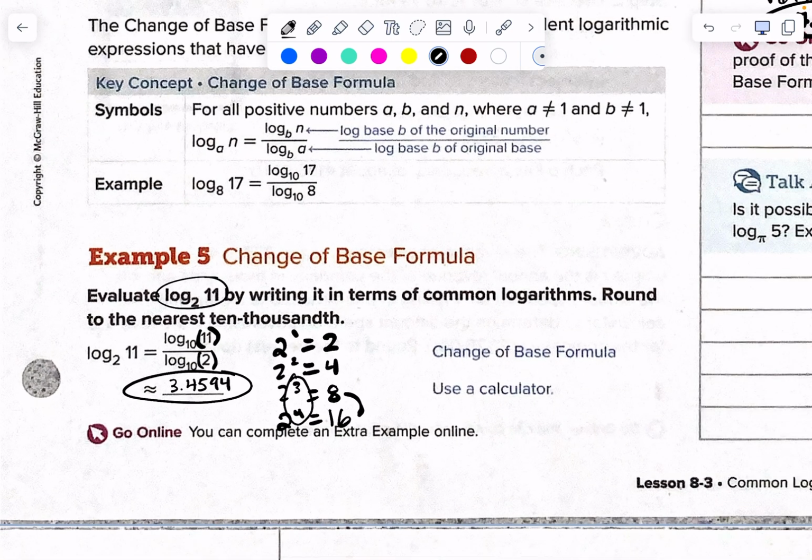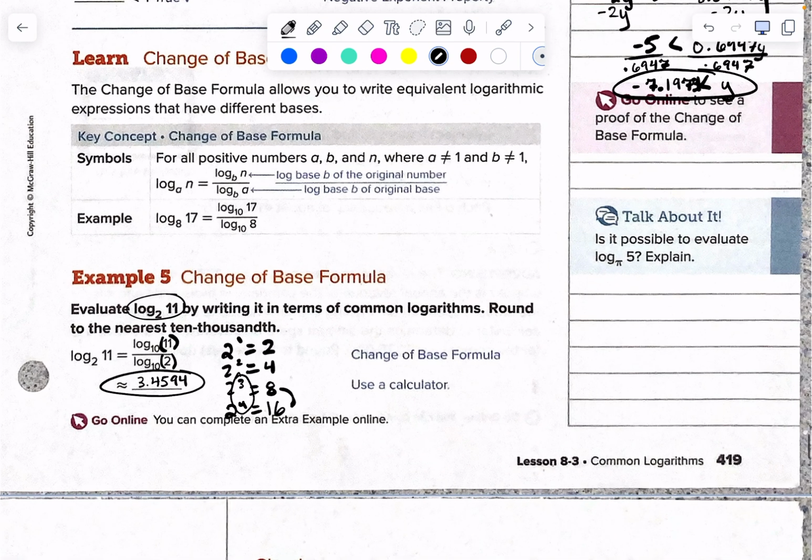Log is like an operation, like sine, cosine, and tangent. You're taking it of something. Oh, okay. Log is the opposite of doing an exponential function. So it undoes the exponential function.